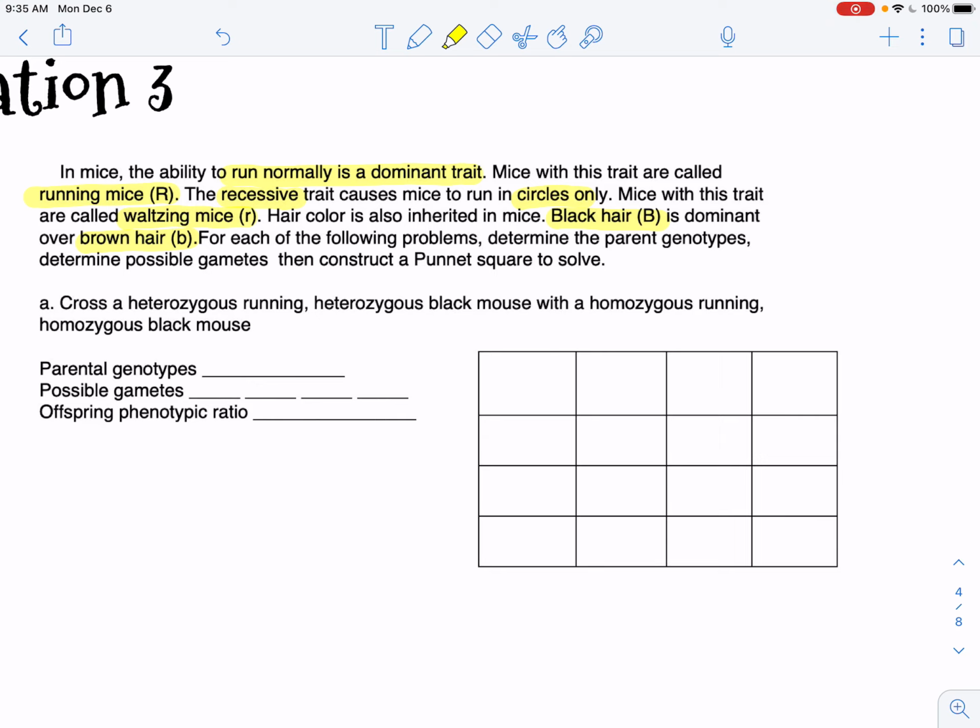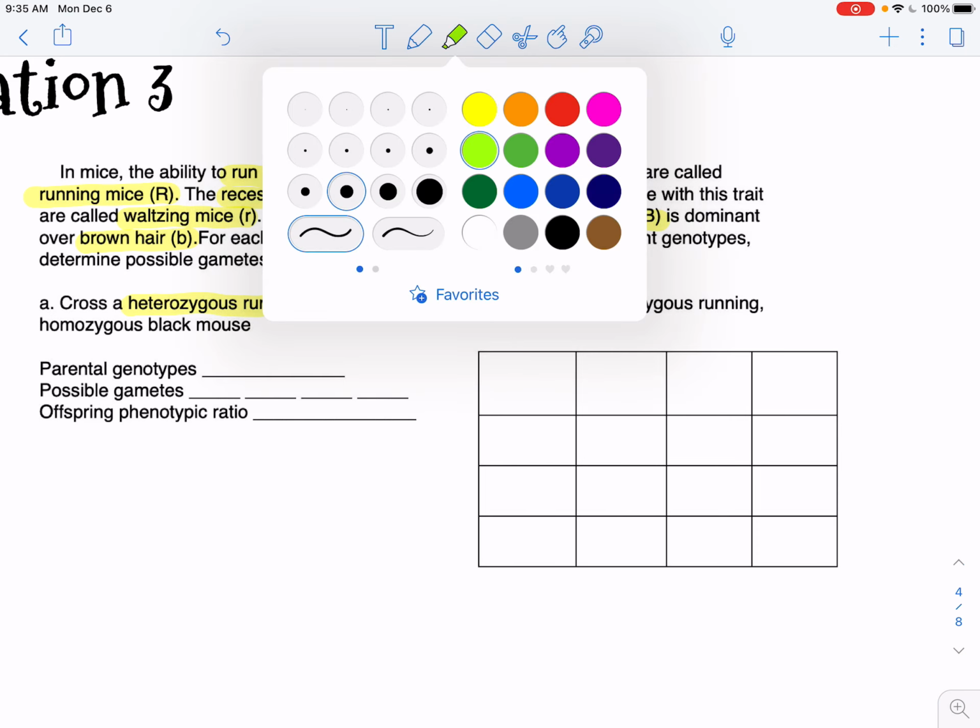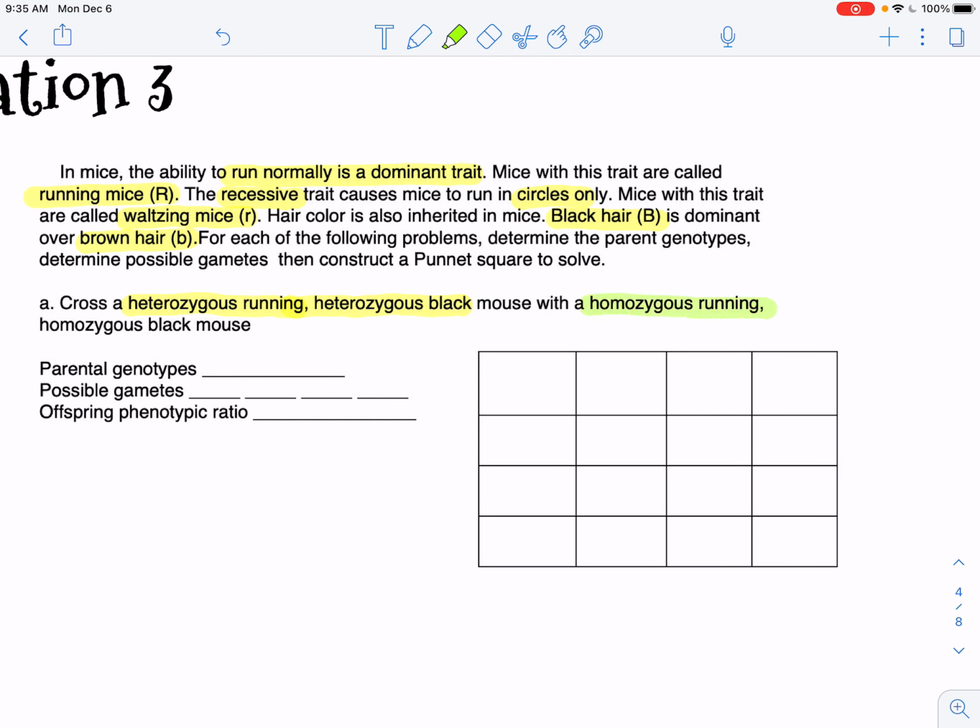Now it wants me to do a heterozygous running, heterozygous black, with a homozygous running, homozygous black. So let's look at how we get that. Heterozygous means one big, one little, means different. And then heterozygous again, one big, one little. So for running, I'm going to have a big R, little r, and I'm going to have a big B, little b. So that is one parent.